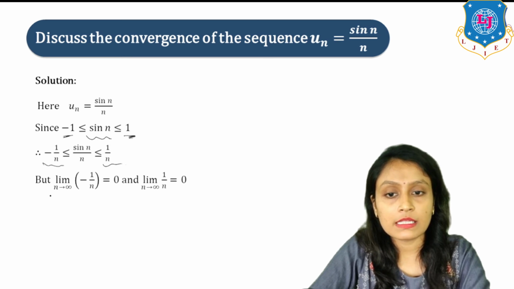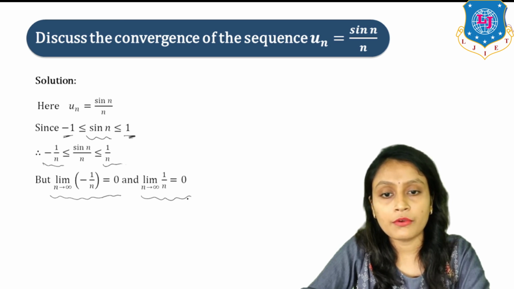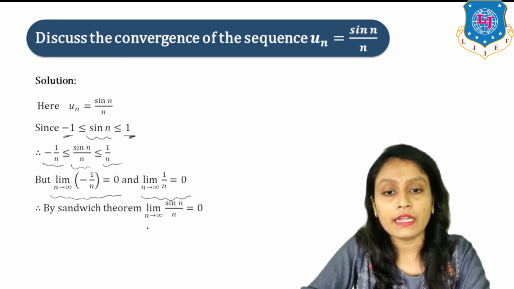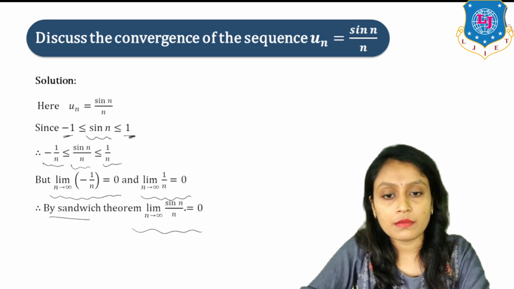We know that limit n tends to infinity, -1 upon n is equal to 0, and limit n tends to infinity, 1 upon n is also equal to 0. Okay, so both the limits are 0, so the limit n tends to infinity of sin n upon n is also equal to 0 by Sandwich theorem. Also it is a finite number, therefore we can say that this sequence is convergent.